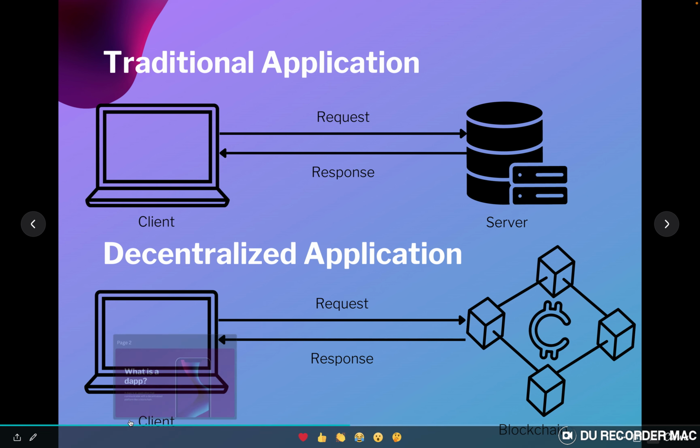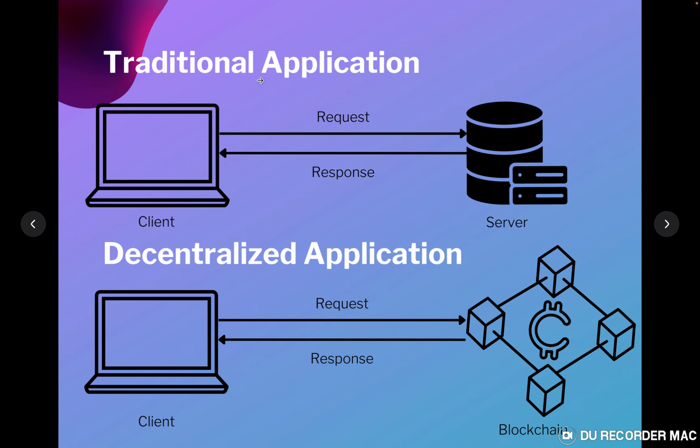Yes. So this client is actually communicating with a blockchain. So this is the blockchain and this is the client. Instead, like I have mentioned with the traditional application, the request goes to a server, right? For instance, if you're using Facebook, it goes to the Facebook server. But for this one now, the request goes to a blockchain. That's why it's a decentralized application.